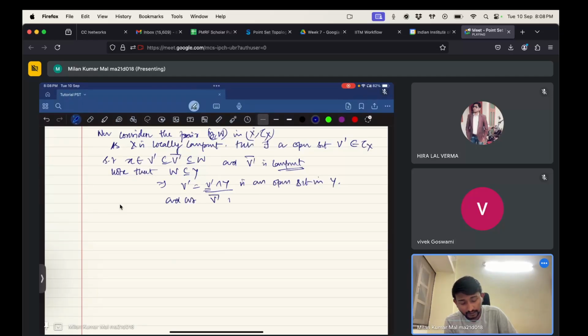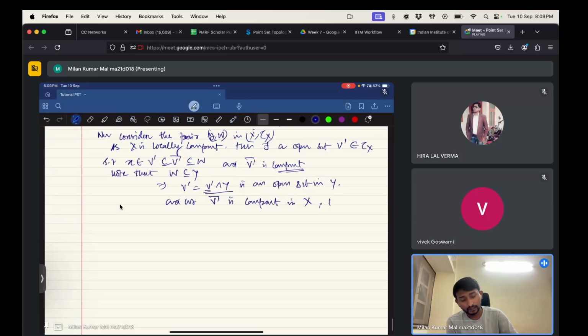And as V dash bar is compact in X, then V dash bar is compact in Y. Try to do it using the finite subcover definition.